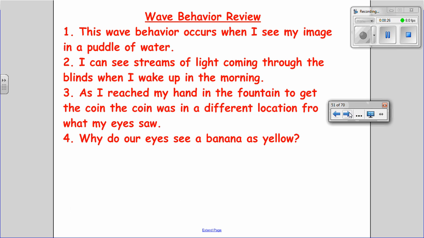Look at this particular slide. This is a quick wave behavior review over what you have seen in this lesson. Go through these particular examples and just see how many of these that you can figure out. And then on the next slide that we're going to show you would be the answers. So go ahead and pause your video here and then see if you can figure out what these 4 examples would be. And then go to the final slide to determine your answers.